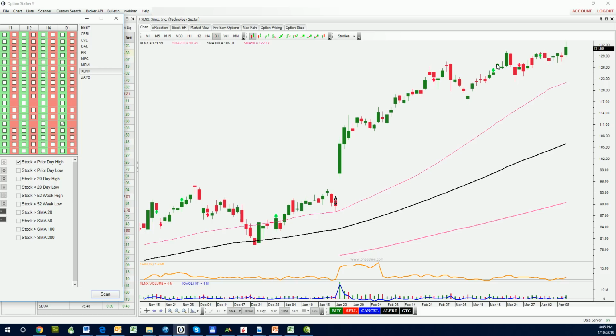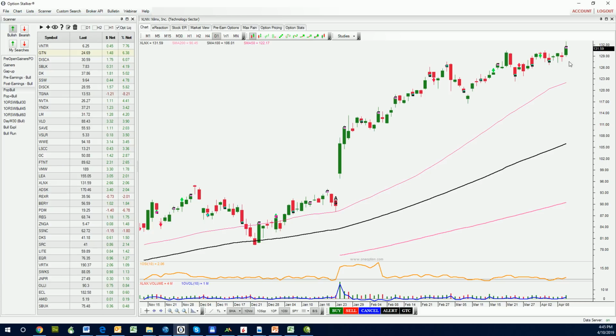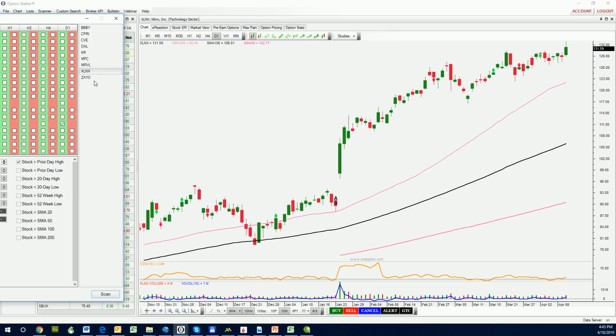Xilinx, I like that right there. That is nice. That is the breakout we're looking for. Good relative strength, decent volume. Yes, this would be one that I think we can buy right here. So this is probably going to make the list right now as I look at it.